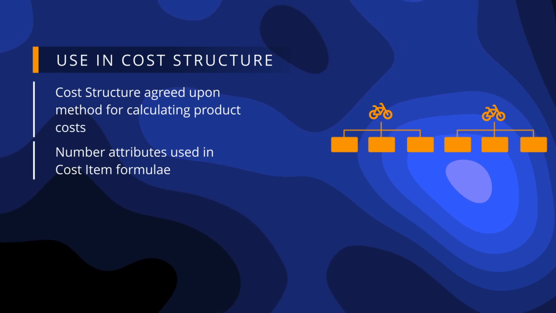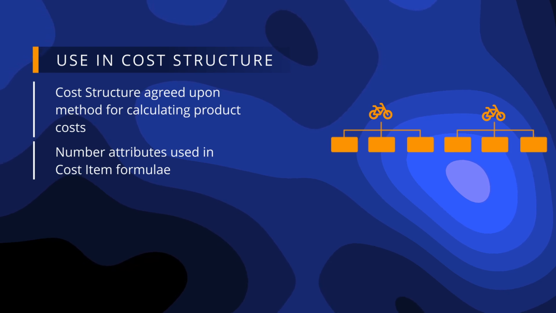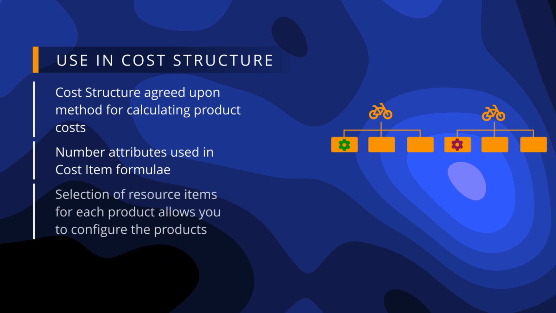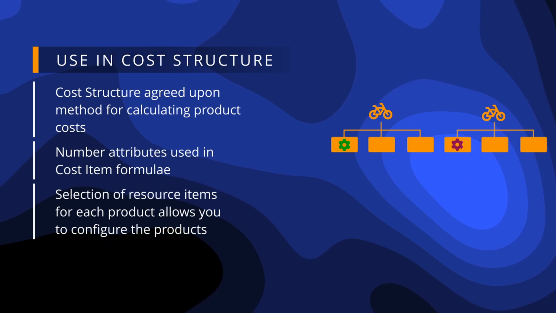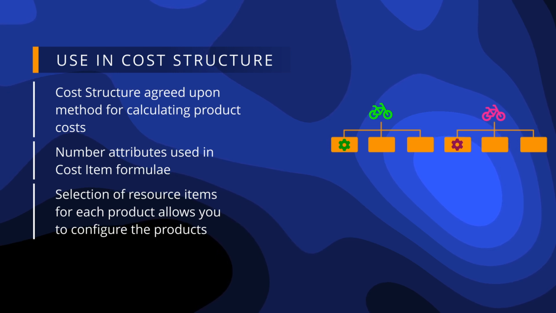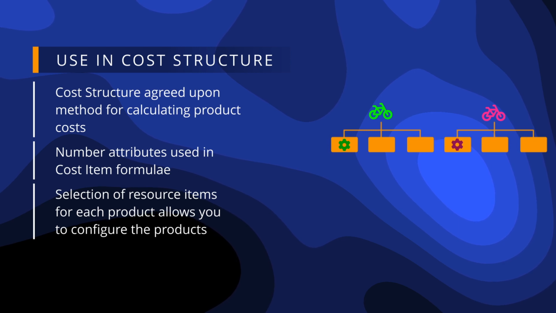Like all number attributes, resource item attributes can also be used in cost item formulas. What's different about them, however, is that you must select resource items for each product so that Macenta knows which attribute value to use in the price calculation. We call this process configuring the products because it's the resource items which distinguish one product from another. This is similar to how a bill of material works in ERP systems, except it's optimized for sourcing.